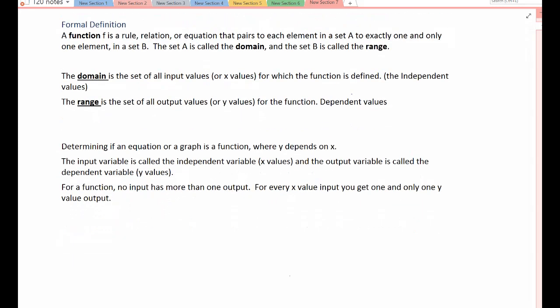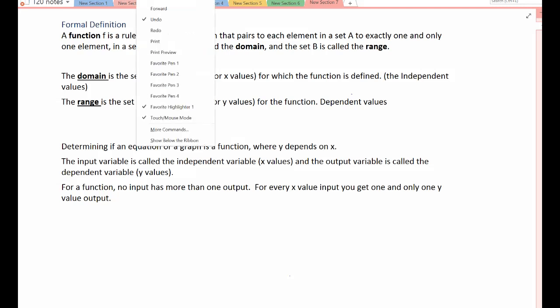The formal definition: it's a rule, which is a relationship between a pair of elements. So there's a pair of elements involved. I can write them as a point. For each element in set A, it has exactly one and only one element in set B paired with it. Set A is called the domain, set B is called the range. The domain is the set of all input values, all of the x values that I can plug into the function. It's always the independent case. We talked about this in relations. There's the independent case and the dependent case.